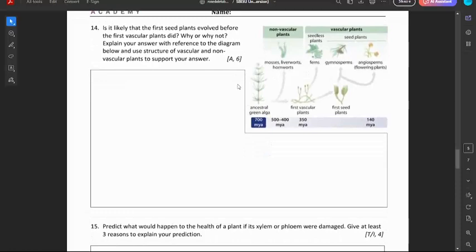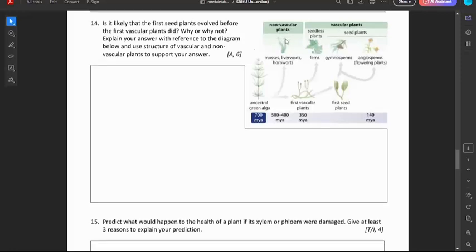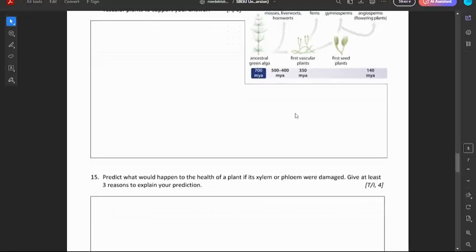So you just gotta use the diagram and use your common knowledge that they don't reproduce by seed. These mosses, they're non-vascular. And then you see they reproduce by spores and stuff, meaning that you kind of need to have some sort of vascular stuff to produce your seeds.